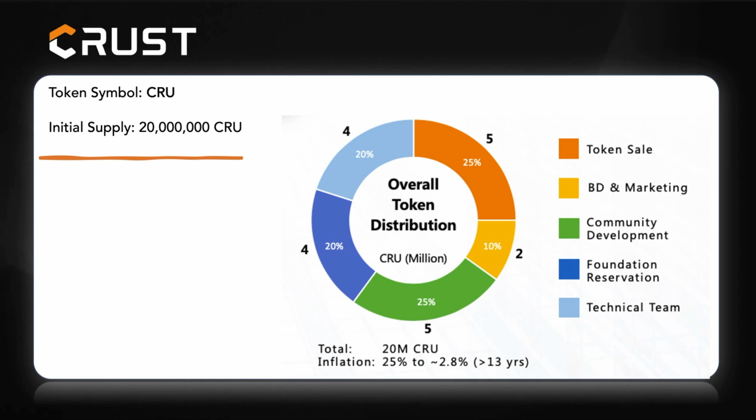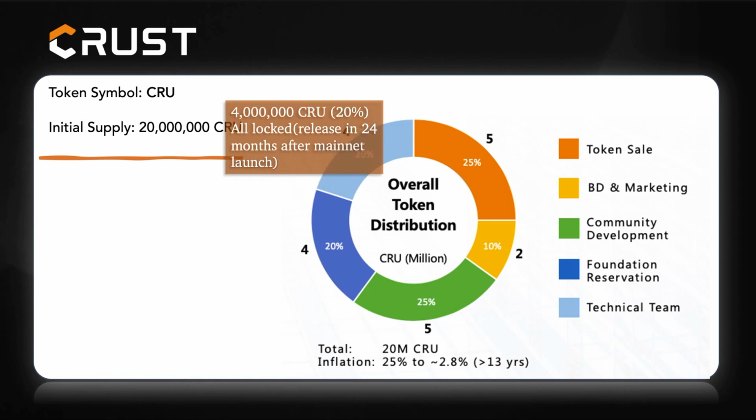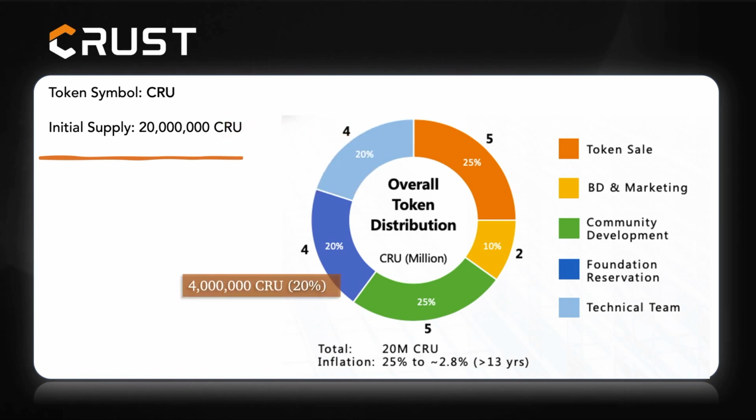15% of the sold tokens in the private round are circulable at TGE, and the remaining 85% will be linearly unlocked in 80 months after the mainnet. Tokens sold in the seed round are fully locked and will be linearly unlocked in 80 months after the mainnet. Tokens reserved for the team and the foundation are fully locked and will be linearly unlocked in 24 months after the mainnet.